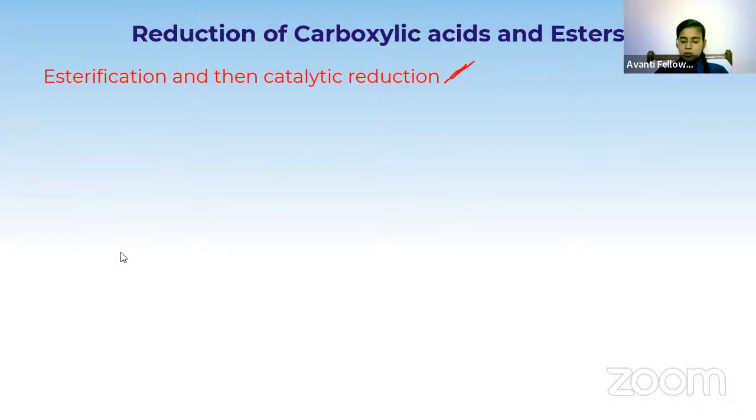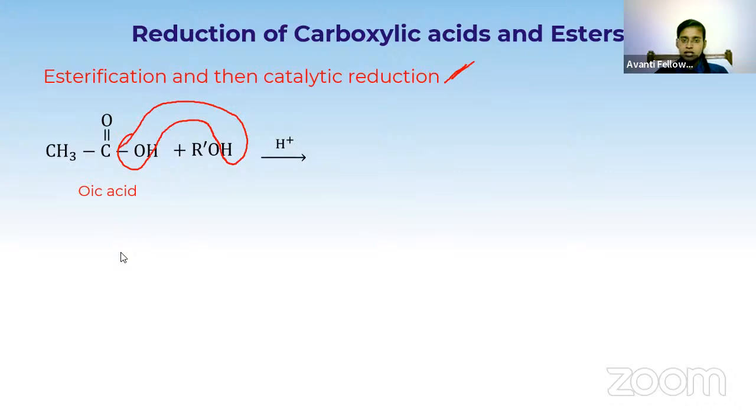So take the carboxylic acid and treat it with alcohol. ROH is called some alcohol. In the presence of acid, what will happen? The H2O will come out, and this OR dash will go and form the bond with the carbon.